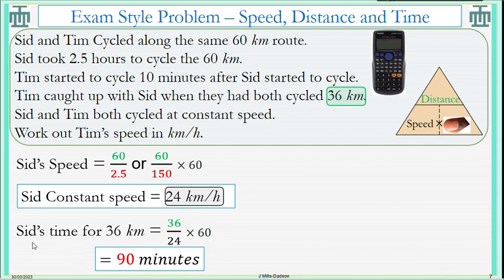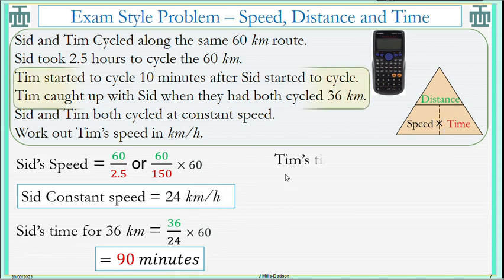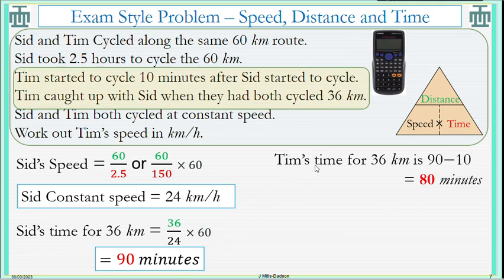We know that Sid took 90 minutes to cover those 36 kilometers and Tim caught up with him 10 minutes later, so it makes sense that Tim used 80 minutes to cover 36 kilometers. So that gives us a clue that Tim used 80 minutes to cover 36 kilometers. The question is saying that we're supposed to work out Tim's speed in kilometers per hour.